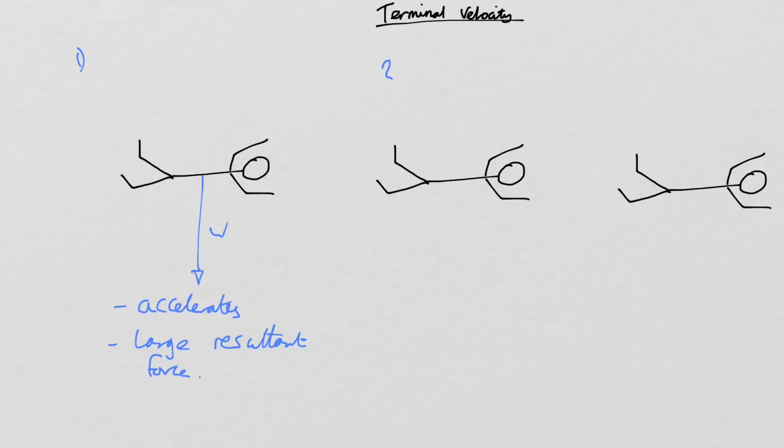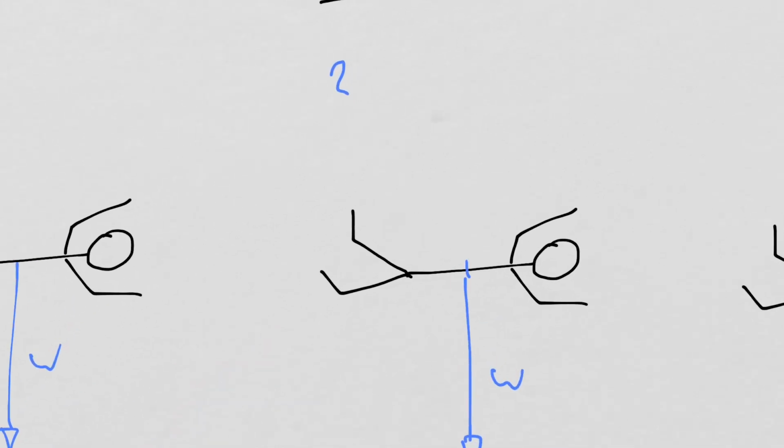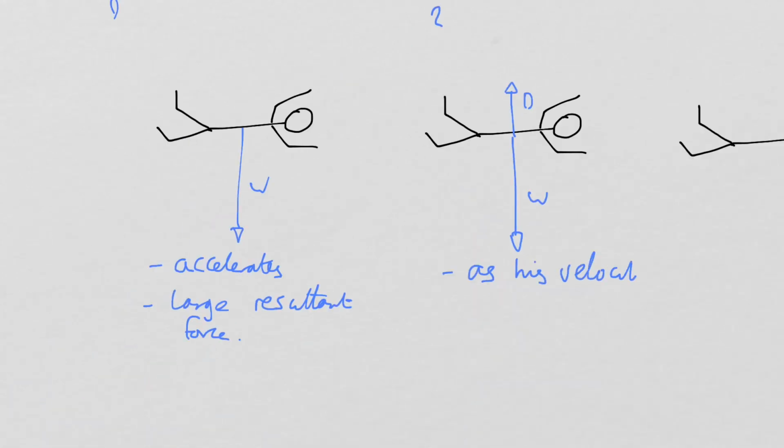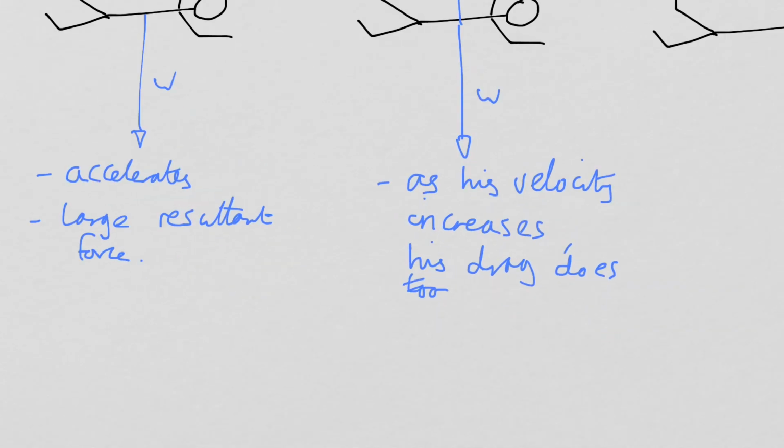So the weight is going to stay the same. However, air resistance is going to start to grow. It's going to start to get bigger. So I'm going to call that drag. So drag starts to get bigger. Okay, now, as his velocity increases, his drag does as well. Now, because his drag is increasing, the resultant force he experiences will also decrease.